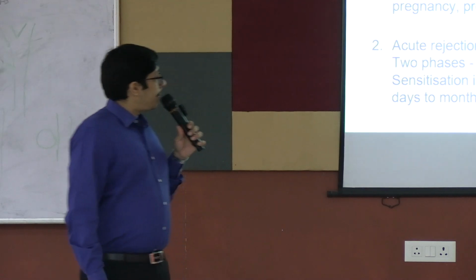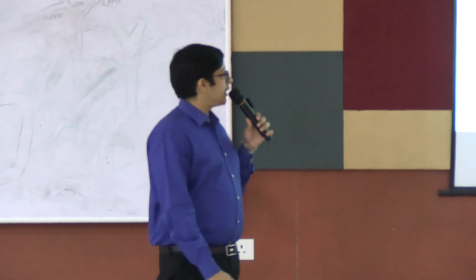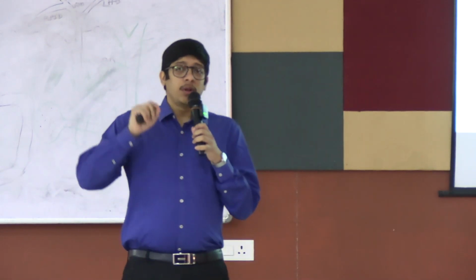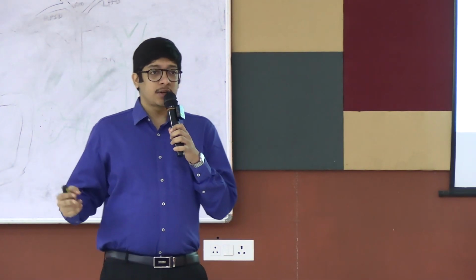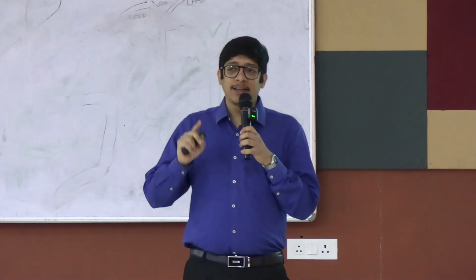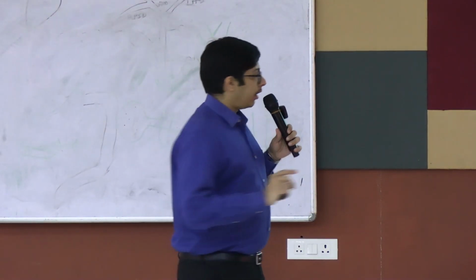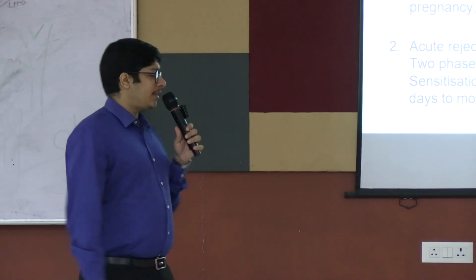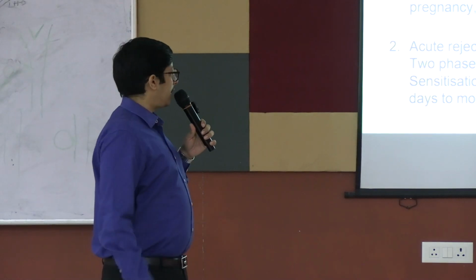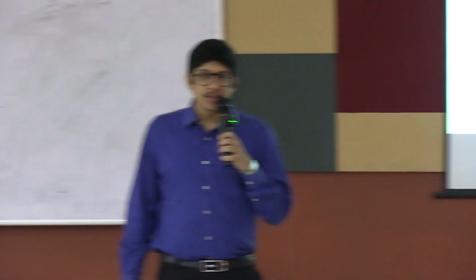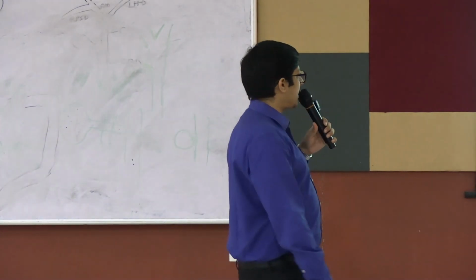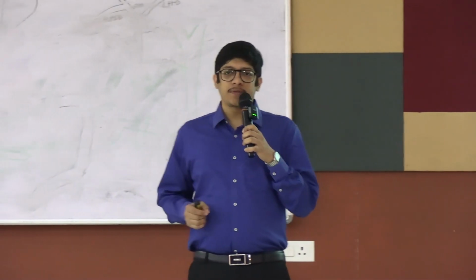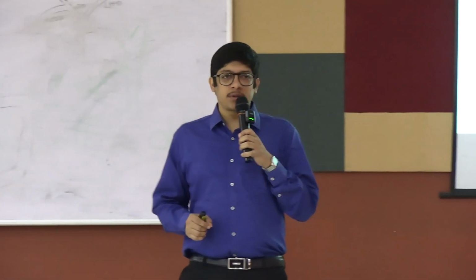So the main thing that we have to know regarding hyperacute rejection is that there are preformed antibodies, number 1, and 2, important for your MCQ questions later on, hyperacute rejection is an antibody mediated rejection. What does it do? Because of the presence of antibodies in the body, the moment the graft is vascularized, there is damage to endothelial cells of the graft because of those antibodies, and it leads to thrombosis of the blood vessels.